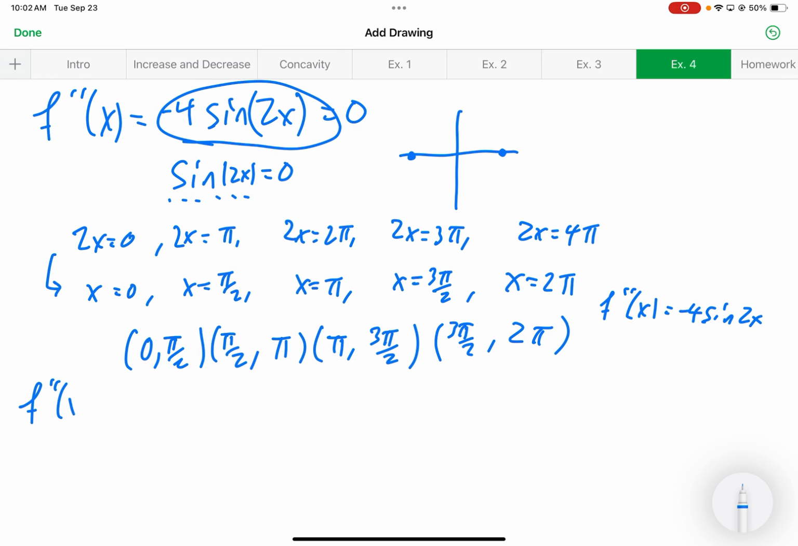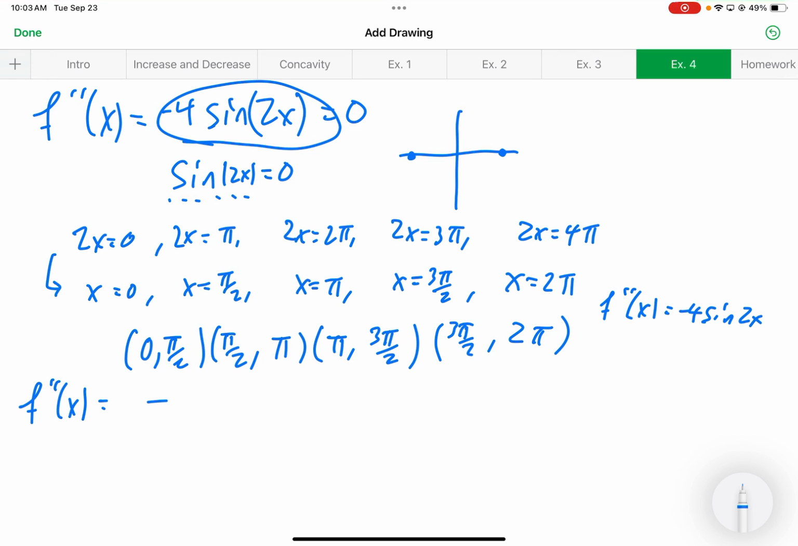Okay, so f double prime of x. Let's determine the sign. All right, what do you want to plug in between 0 and pi over 2? I'm going to do pi over 4. I'm going to go against what you're saying, and I'm going to do pi over 4. Here's why. 2 times pi over 4 is what? Pi over 2. So then what's sine of pi over 2? 1. I feel like it's an easier value to compute. You know what I mean? So then 1 times negative 4 is going to give me a negative value.